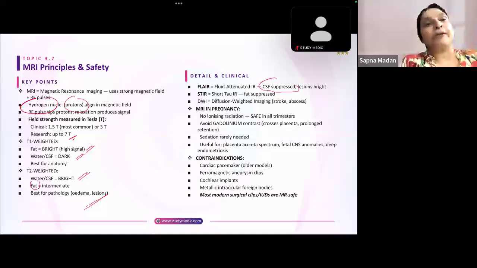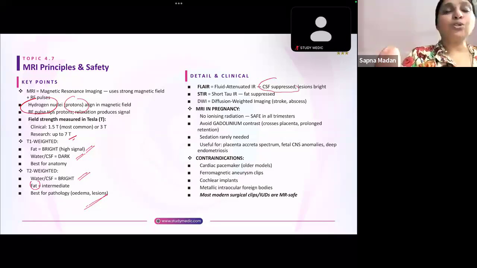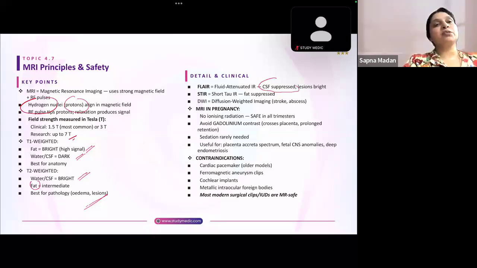Then there are short TI inversion recovery images, or the STIR images, in which the fat is suppressed. Okay, so normally the fat is like intermediate. So in this, the fat will be suppressed again to diagnose various lesions.